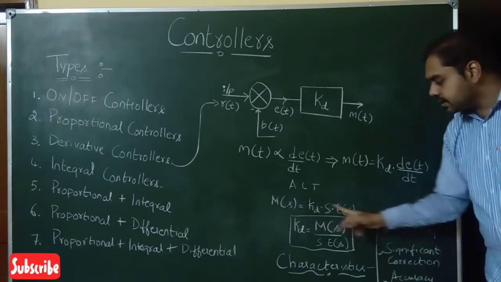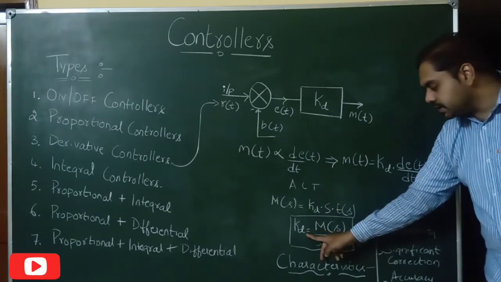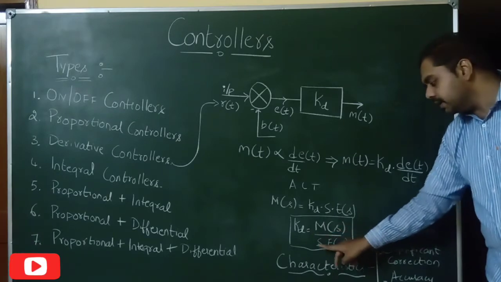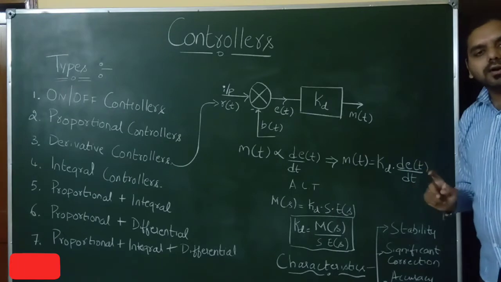Now, rearranging this expression, we will be writing this gain constant, that is nothing but the derivative gain constant, as m of s divided by s into E of s. This is our gain or transfer function of the derivative controller.